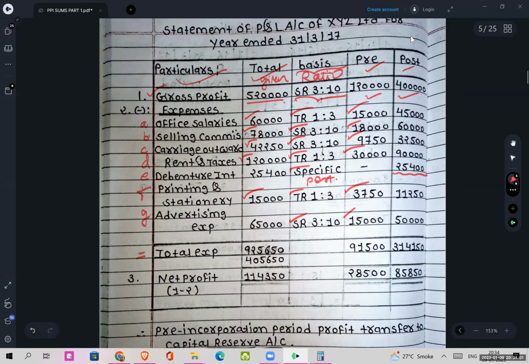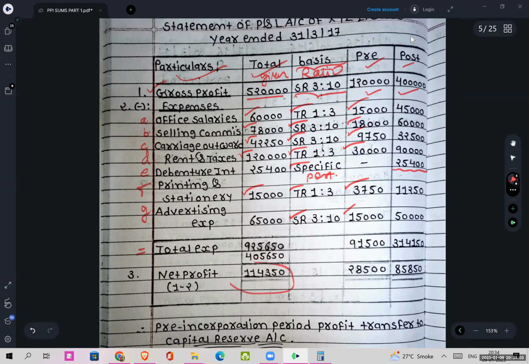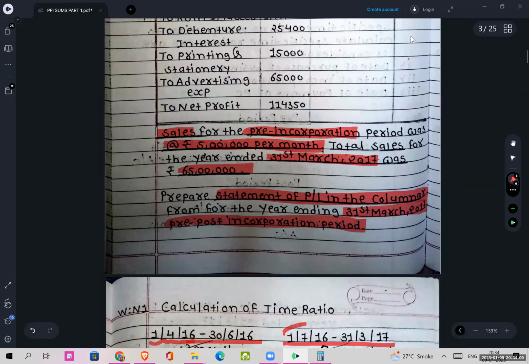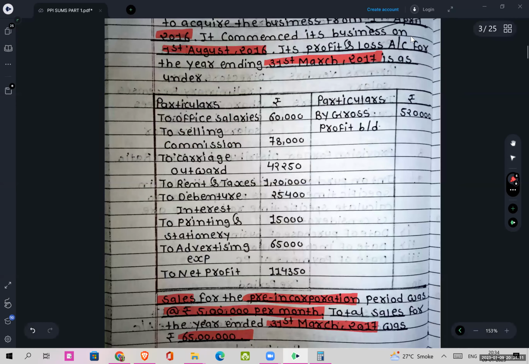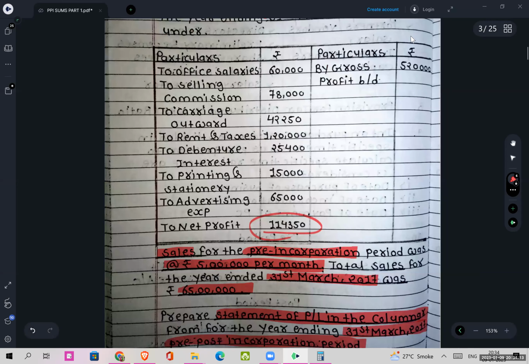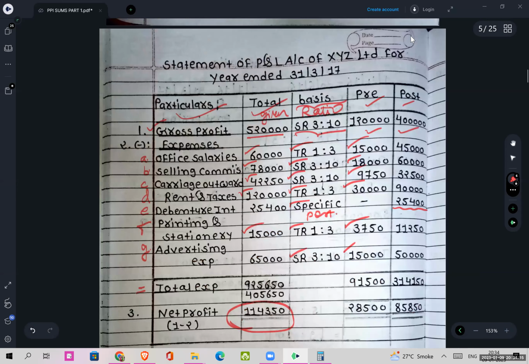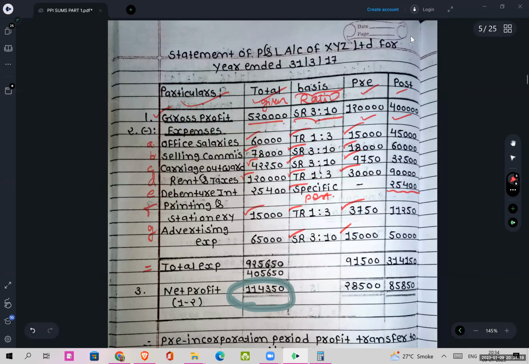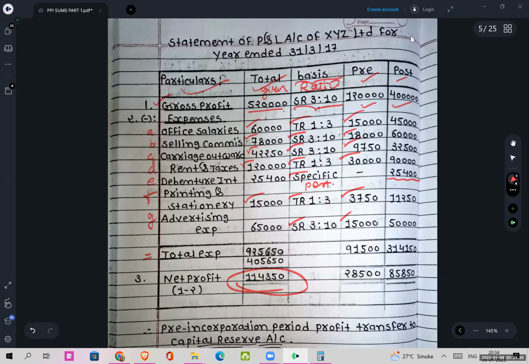ठीक है, तो ये देखो मैंने बोला था ना, आपका आंसर चेंज नहीं होना चाहिए, 1,14,350, और आपके क्वेश्चन में भी वही है, 1,14,350। तो आप उसको लेजर में लिखो या आप उसको वर्टिकल फॉर्मेट में डालो, आपका फाइनल आंसर तो सेम ही आना चाहिए। ठीक है, your final answer should be same.